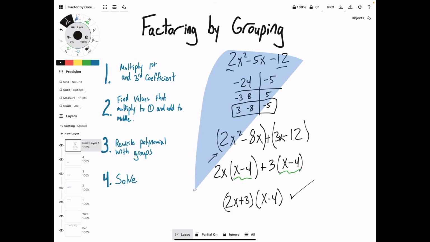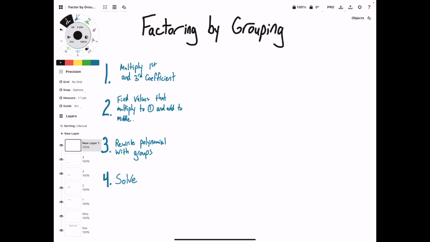Okay, one more problem. In this case, let's say we have 6x squared minus 26x plus 28. So step 1, multiply 6 times 28. A little bit of a bigger number here. This is going to be 168. Set up our table. We want to multiply to 168 and add to negative 26.